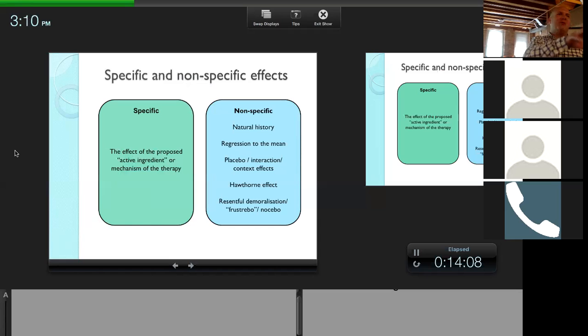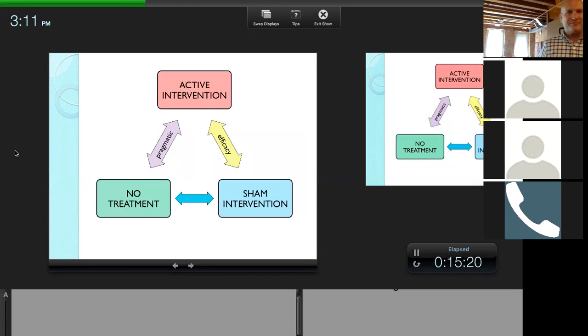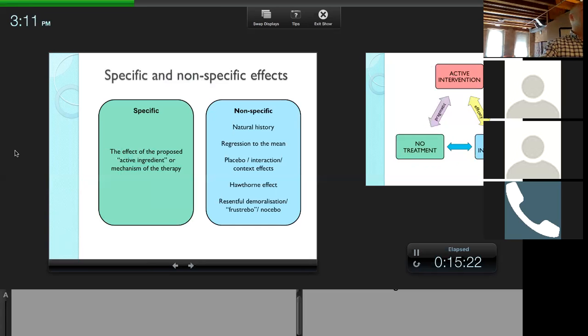So we talk about the placebo effect as the non-specific effect of having received the theatre of care and the expectation that the treatment will benefit you. But there might also be nocebo and frustrebo effects that work in the other direction, of being randomized not to get the thing that you wanted as well. The Hawthorne effect really isn't specific to it. It refers to the idea that people who are part of a study and being observed behave differently.